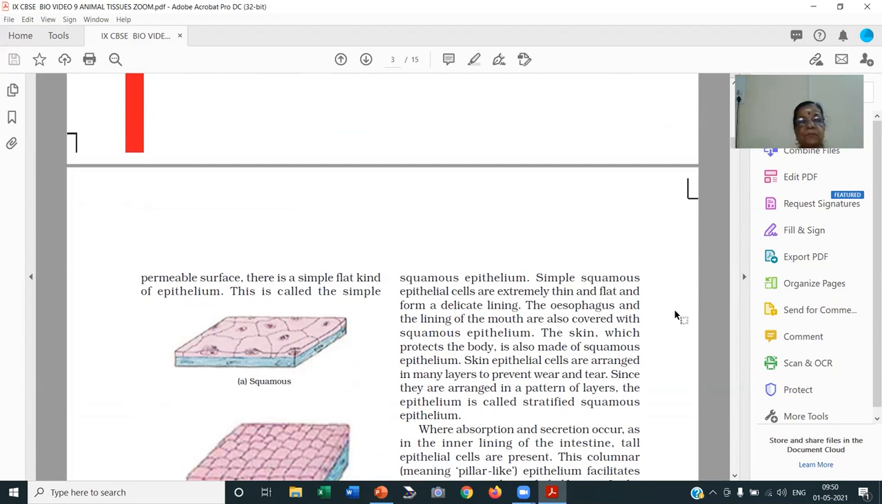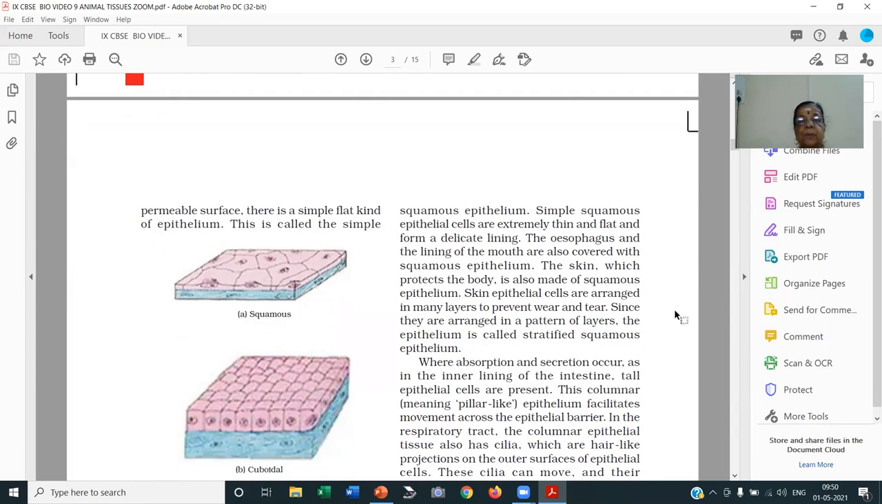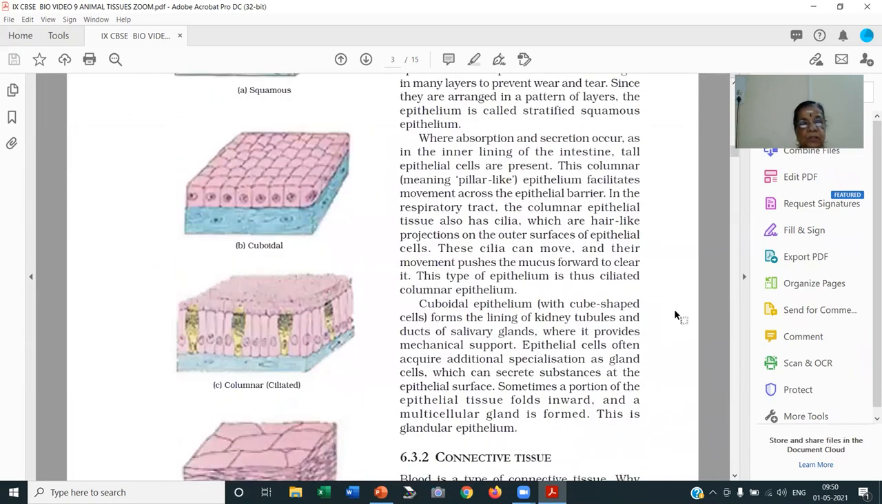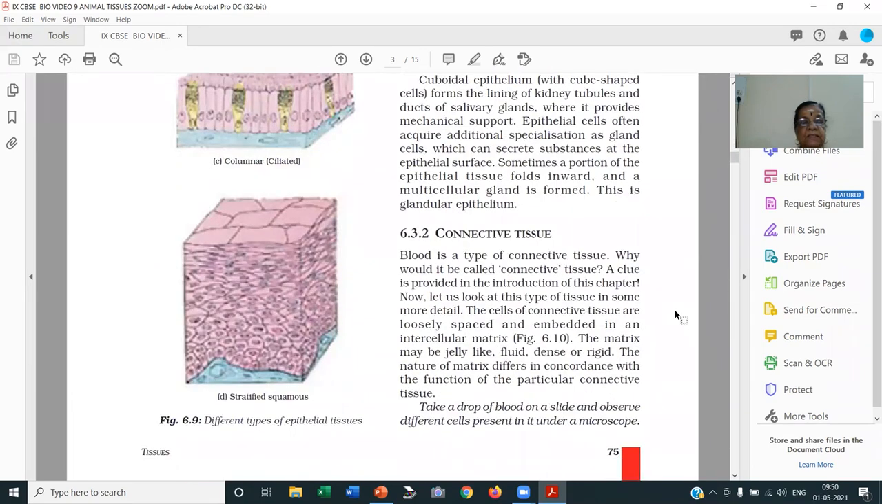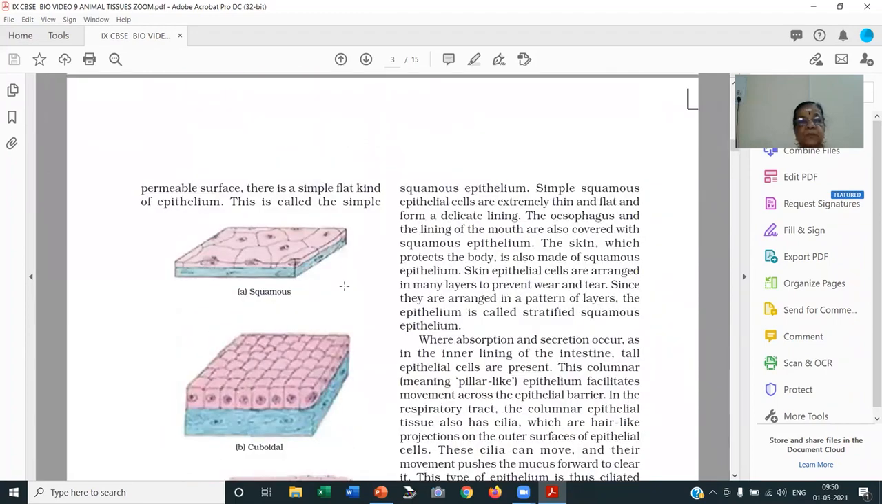There is a simple, flat kind of epithelium. This is called simple squamous epithelium. See the diagram. First one, simple squamous epithelium. They are extremely thin and flat and form a delicate lining.